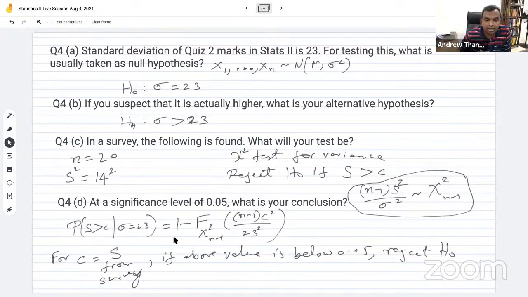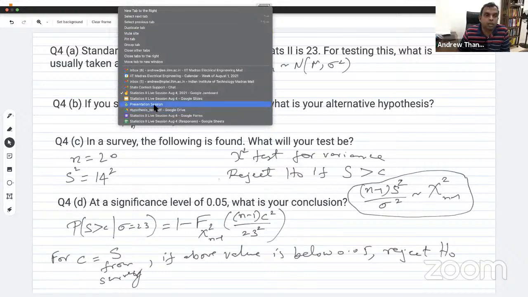So the probability that S is greater than C is 1 minus F chi squared n minus 1 evaluated at (n minus 1) c squared by 23 squared, right? So you can calculate this. You can put c to be 14, so 14 squared, and n is 20. You can calculate that. If you get a value below 0.05, you can reject the null hypothesis. So this is how you'll do a test for standard deviation. Let's go through.